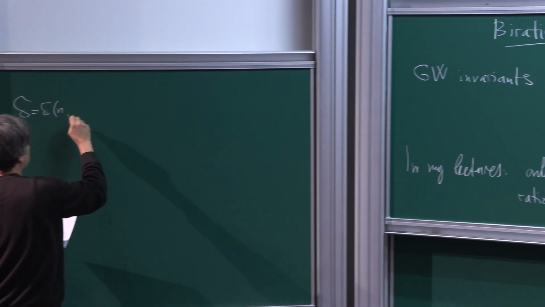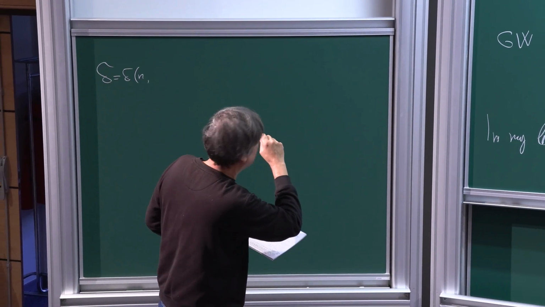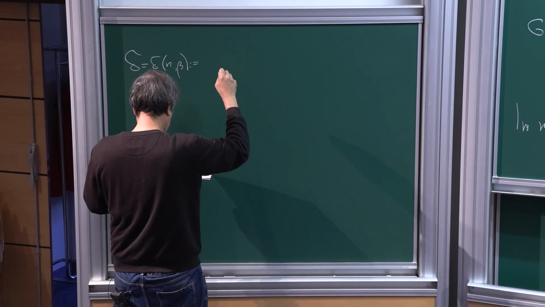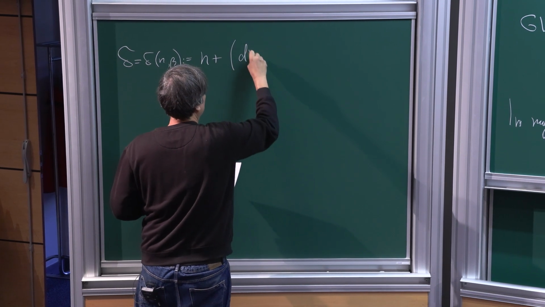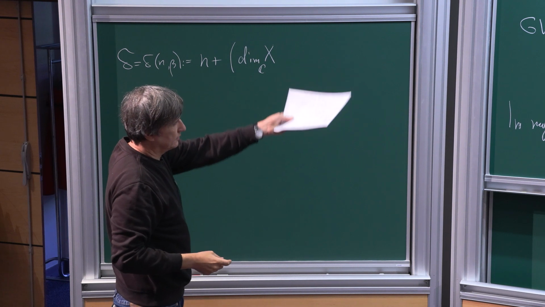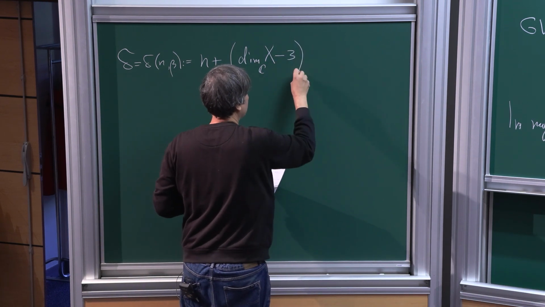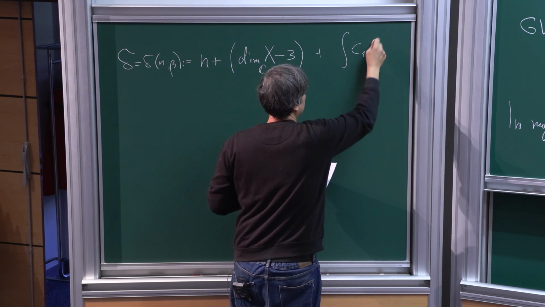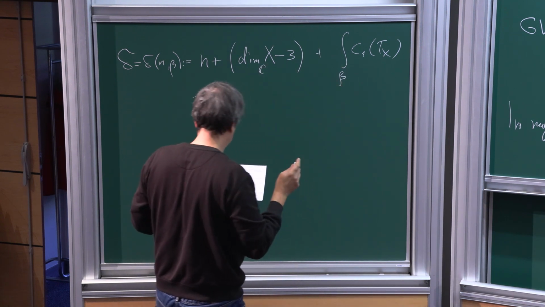It depends again on this n and beta, and it's defined like this. It's n plus, I'll write complex dimension just to keep both cases on the same footing, minus 3, plus the pairing, which I will denote by integral, of the first Chern class and the homology class beta. So it's some integer number.